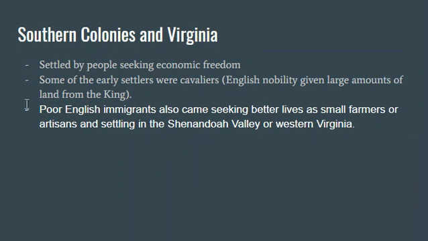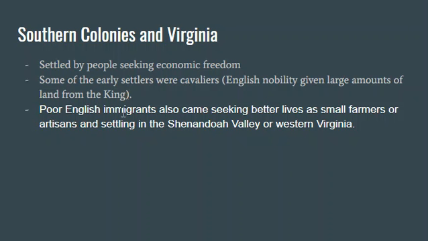Next, we're going to talk specifically about the southern colonies in Virginia. These colonies were settled by people seeking economic freedom, and some of the early settlers were known as Cavaliers. These were English nobility given large amounts of land from the king. Nobility means they were kind of like rich people, they had lots of money, and the King of England said, why don't you go to the United States, I'm going to give you a ton of land, and you can try to grow some crops there, maybe grow tobacco, grow potatoes, and you can bring them back and you can make money.